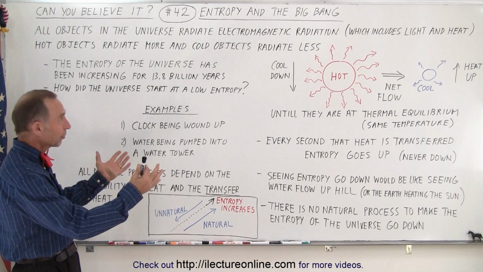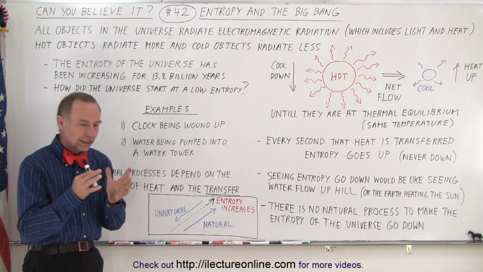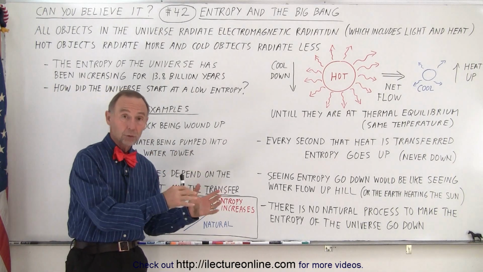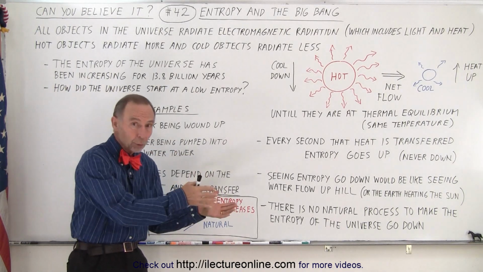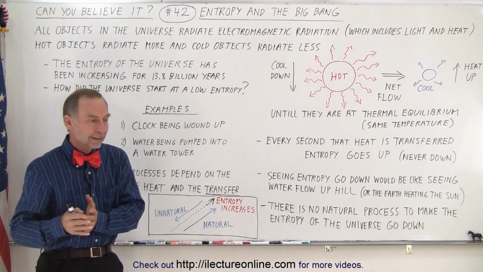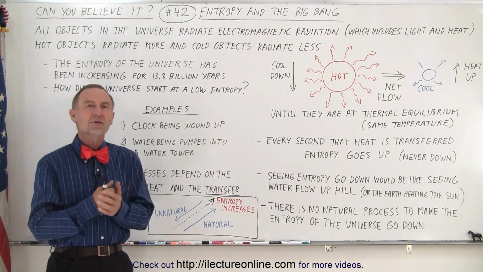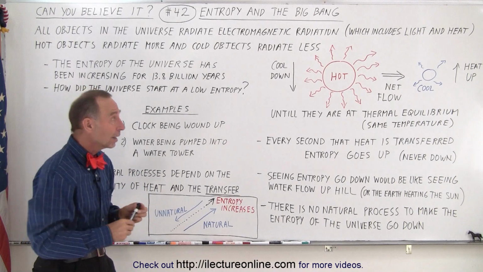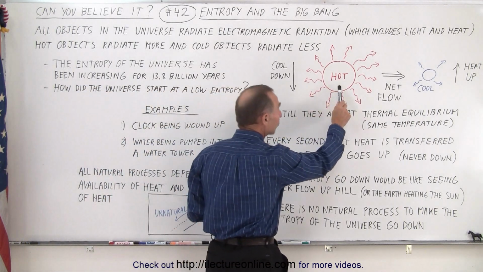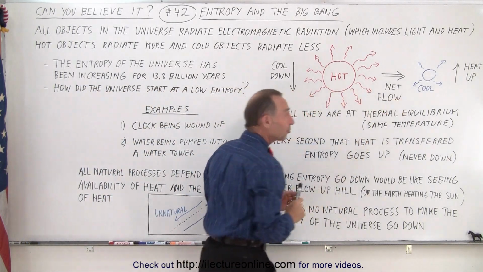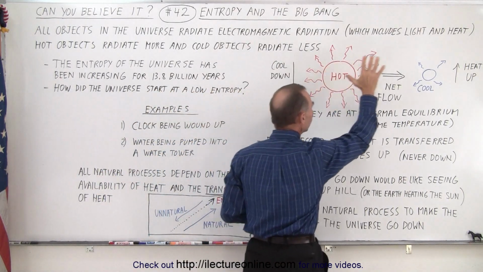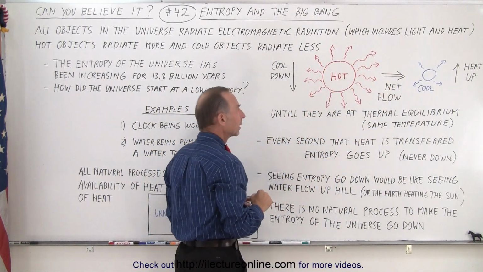We know that in the universe, radiation is transferred from objects that are hot to objects that are cold, and vice versa, from objects that are cold to objects that are hot. As a matter of fact, any object in the universe radiates out energy. But it turns out that hot objects radiate out way more energy than cold objects, so that the net flow of energy is from hot objects to cold objects.